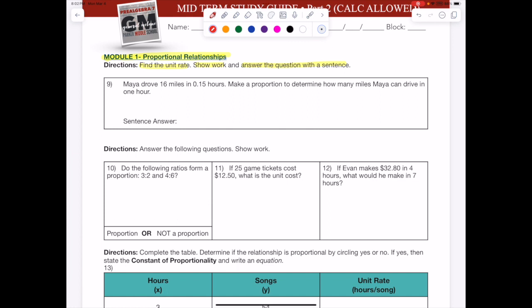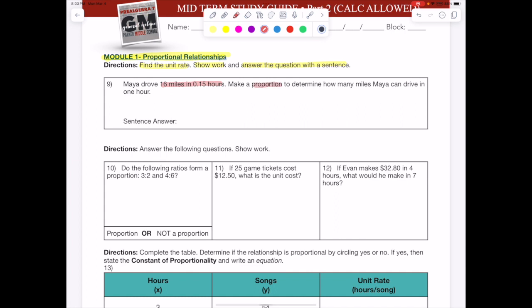It says to find unit rates, we just divide the numerator by the denominator. So let's go ahead and take a look at this. We have some highlighting going on. Maya drove 16 miles in 0.15 hours, okay, or 15 hundredths hours. So there's my base ratio.